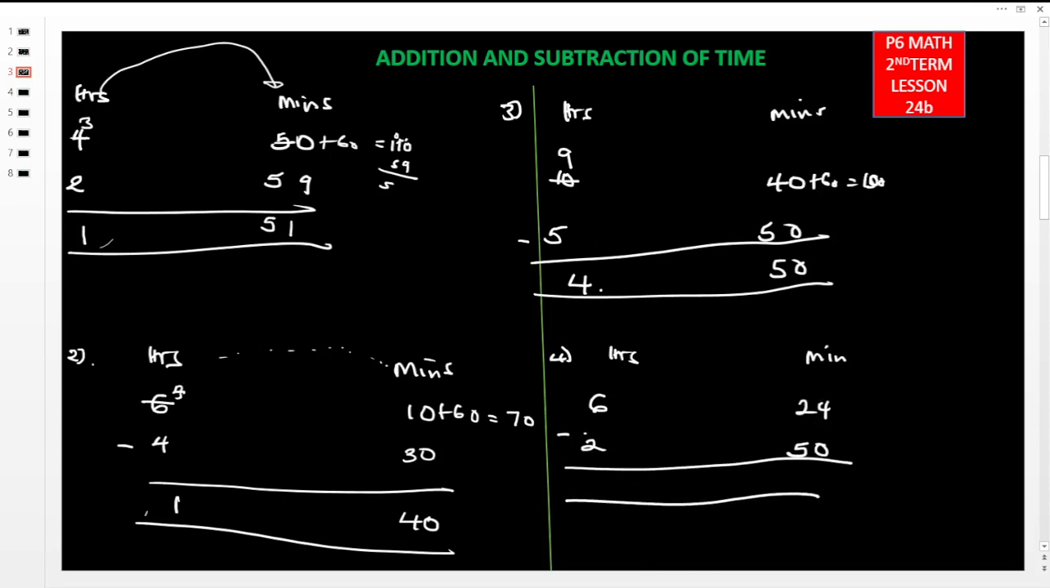Now 24 minus 50, this is less, so what we do, we break 1 hour, we remain with 5 hours. Now that hour crossing to the side of minutes, it becomes minutes. So that is 84. So 84 take out 50, we remain with 34, right? Because this one you can subtract it as it is 4, then a 3. Then 5 minus this one, we remain with the 3. So that is how we subtract time, and that's how we also do what, add time.